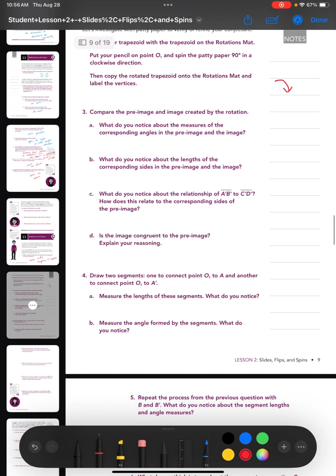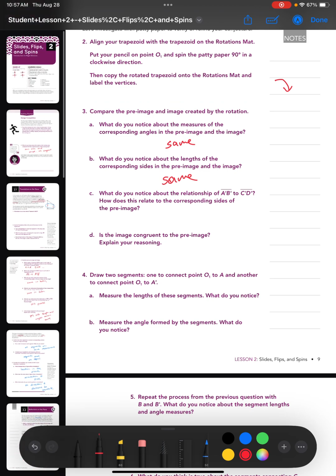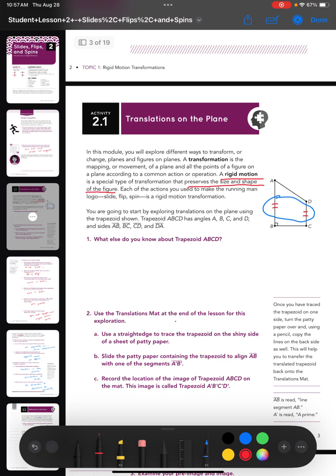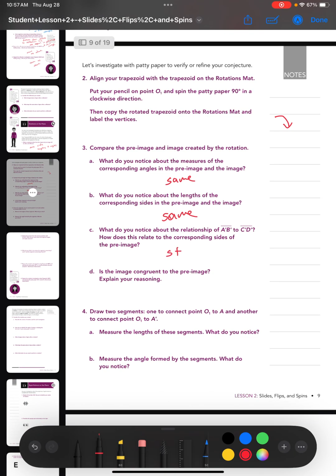So for A, it says, what do you notice about the measure of the corresponding angles? Again, they are the same because we're not changing that. Same with B, what do you notice about the lengths of the corresponding sides? Those are the same. What do you notice about the relationship from AB to CD? Again, going back to our original image, A, B, and CD, since we're not changing angles or side lengths, those are going to remain parallel. So they're still parallel.